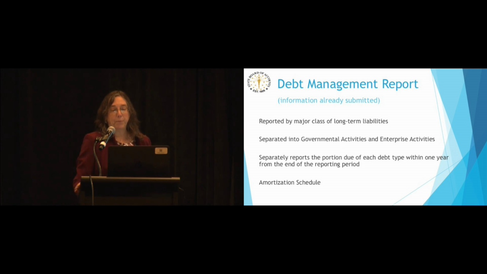In the debt management report, you're already entering each major class of long-term liabilities separated into governmental and enterprise. Counties don't usually have enterprise. You also enter the portion of each debt type due within 1 year and your amortization schedule. And it is very, very important now. It was important before, but we're adding emphasis that you keep it updated and that it is current, that it is correct, because that's what we're pulling over into your audit, into your financial statements to be audited.